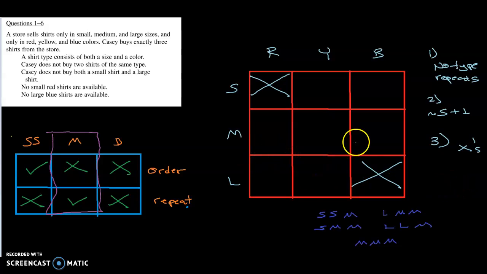I can't fill in anything specific. I don't know exactly which one of these mediums that he or she purchased or larges or anything like that, but I do know based on the powerhouse rule for number 2 that I'm going to be down to one of these combinations here.